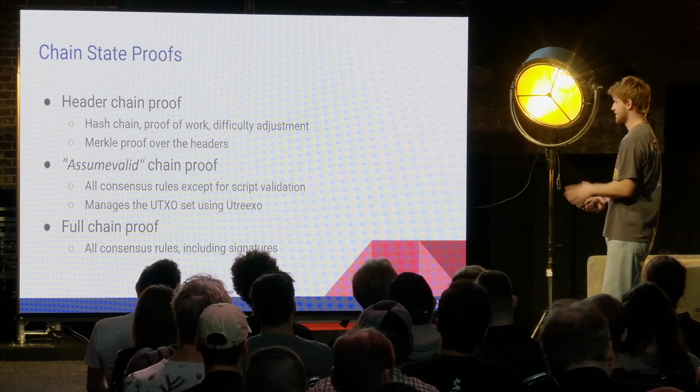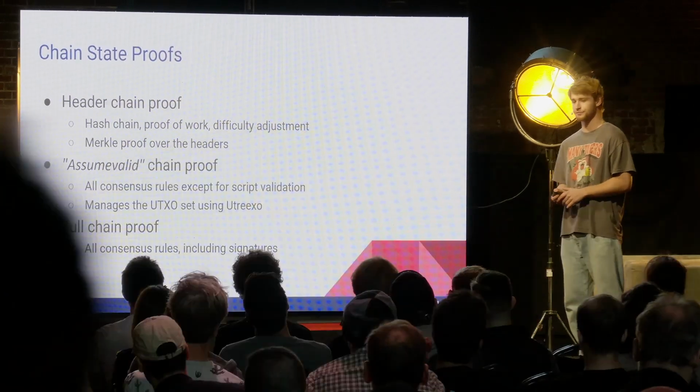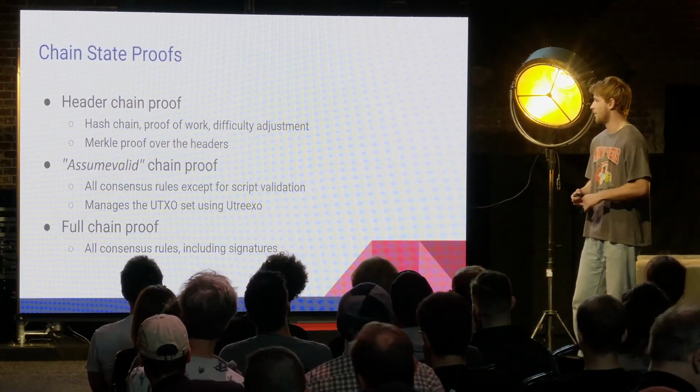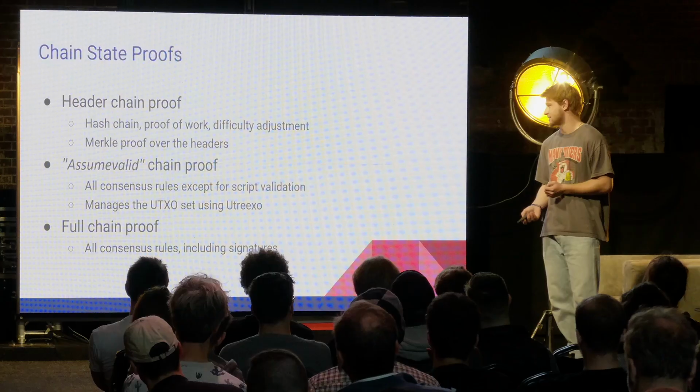So this is what our roadmap looked like, or still looks like, for the chain state proof. So we were first thinking of a header chain proof, right? So if you think of Bitcoin, there's the header chain. That's the easiest thing in Bitcoin I can think of. And we just prove the proof of work, the hash chain, and difficulty adjustments, and that the header chain is correct. We also did something which we call chain augmentation.